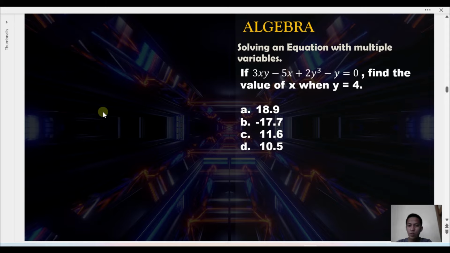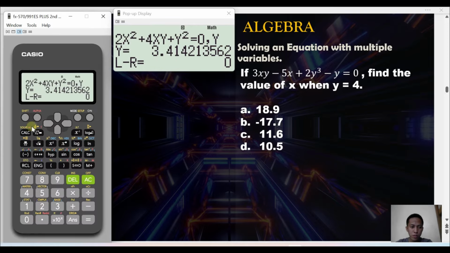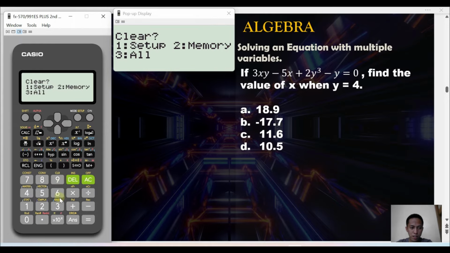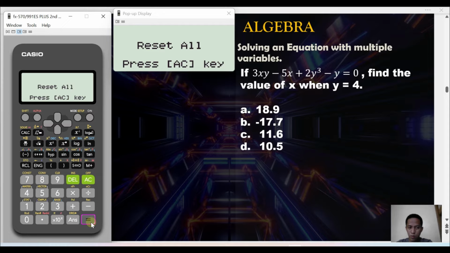So here we are guys to our next problem. So if 3xy minus 5x plus 2y cubed minus y equals 0, find the value of x when y is 4. So dito guys sa problem na to, yung hinahanap natin is yung x na, hindi na yung y. So may value na yung y natin. So shift clear lang guys, shift clear, then all equals.